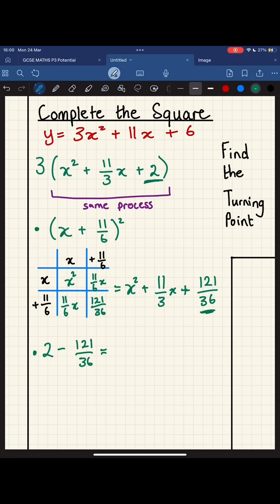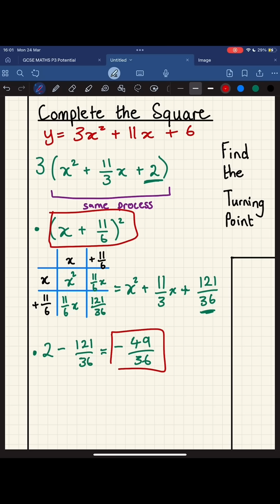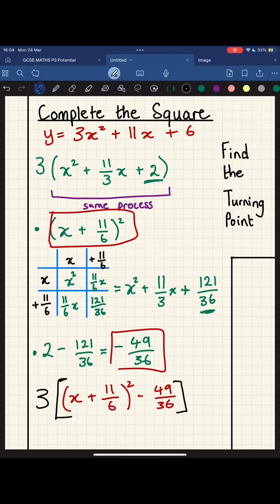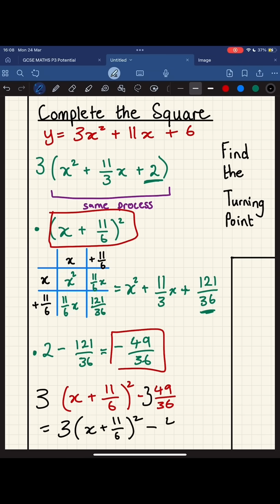Now step 3, I add or subtract as appropriate to get what I need from the c term. I want to get 2. I have 121/36, so subtracting those gives me minus 49/36. I add this to the square brackets I made in step 1, so I get x plus 11/6 all squared minus 49/36, and I bring back the 3 that I factorized out earlier. I'm then going to multiply out the square brackets, so I get 3 bracket x plus 11/6 all squared minus 3 times 49/36. I can simplify that to minus 49/12.